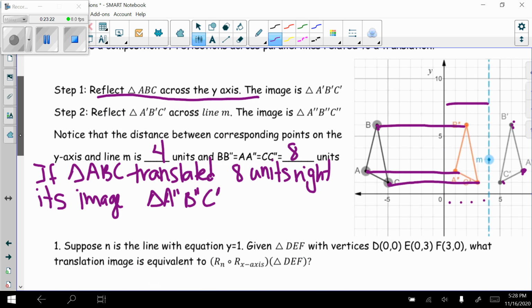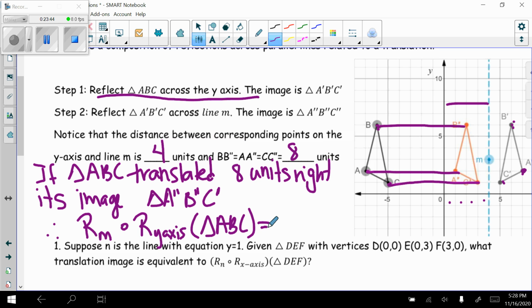So I could write this as a transformation. Therefore, I could say the reflection about line M, the composition of that with the reflection over the y-axis of triangle ABC, is equal to the translation that I get from here to here. We went right 8, so 8, 0. I didn't have to go up or down any of triangle ABC.